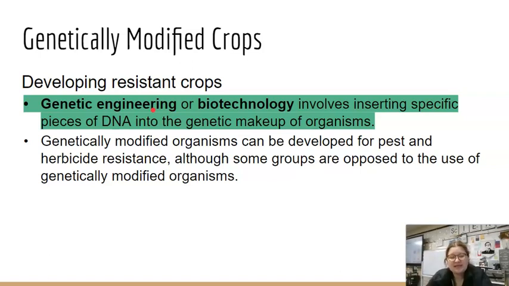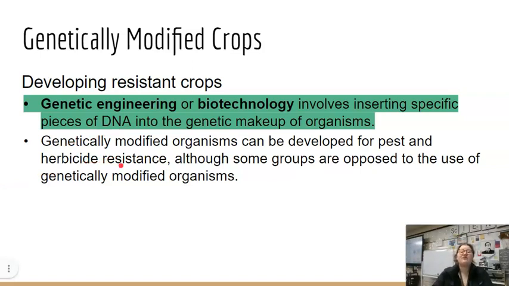GMOs can be developed for pest and herbicide resistance, although some groups are opposed to the use of genetically modified organisms. Genetically modified organisms on their own are not inherently bad. Just scientifically, there's no evidence to suggest that they are inherently bad. The argument against them, and why some people think that they're dangerous, is we don't have enough evidence really to show that they are safe, but we don't have evidence to show that they are bad. What can be bad about GMOs is that they are herbicide resistant.